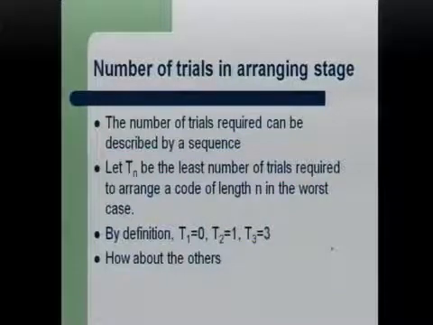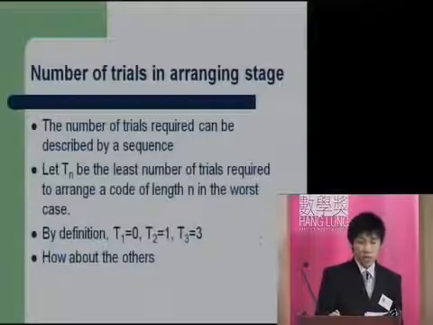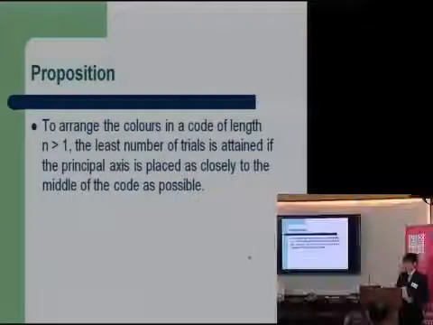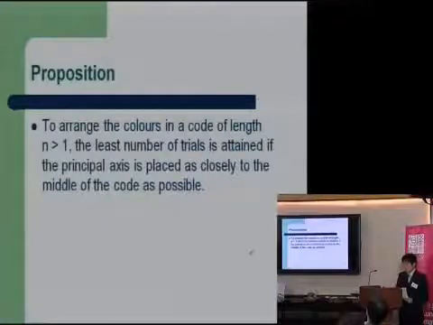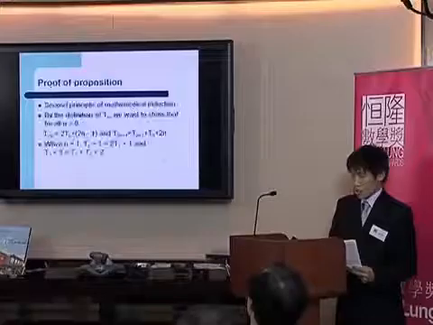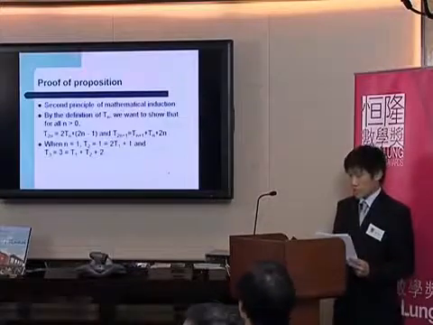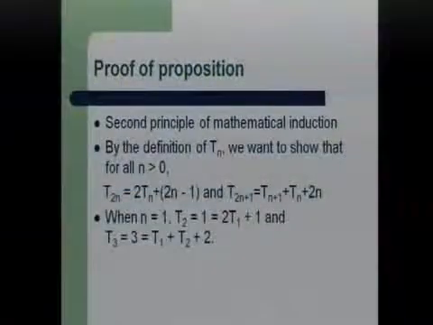As we know, the trials required depend on where we place the principal X's. One natural question is where we should place the principal X's so that the number of trials required would be a minimum. Here, we claim that this minimum is achieved when we place the principal X's as close to the middle as possible. And this result will be proved by the second principle of mathematical induction.